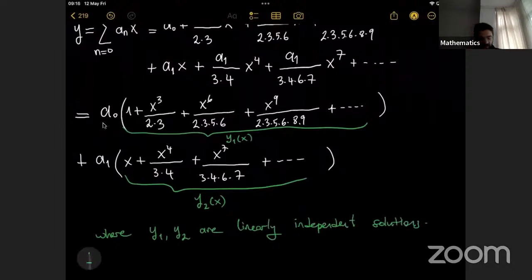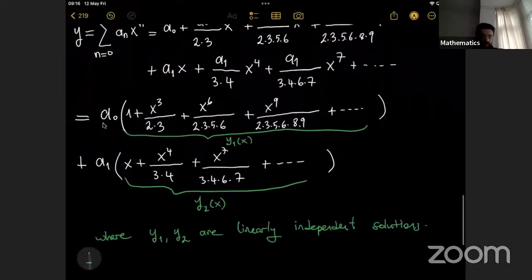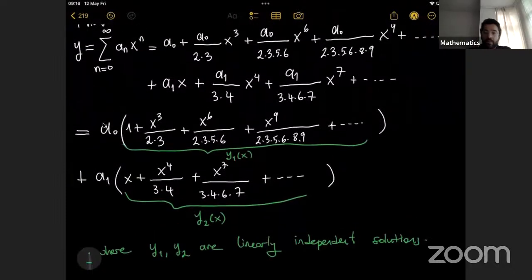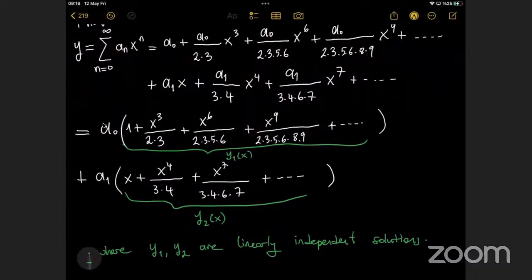But anyway, this is not very important, but it looks like the earlier form of the solutions. You have a second order equation, you have two linearly independent solutions, and the general solution is the combination of these two. Here we have a similar thing. Any question with this? It looks complicated, but it's not.